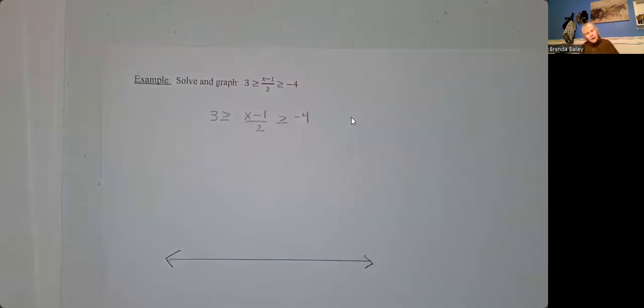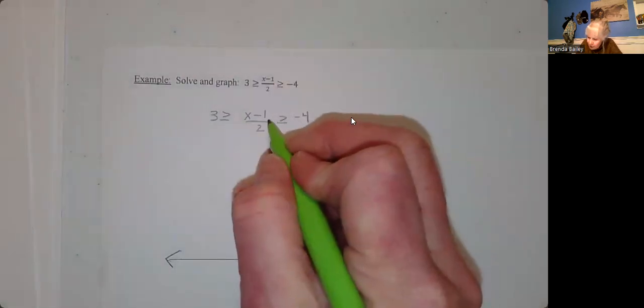All right, we're going to get rid of the 2 first. Again, we want the x by itself. And the reason we're getting rid of the 2 is because that fraction bar is over both the x and the -1. Normally, we get rid of what's being added or subtracted first. But in this case, we're going to get rid of the 2. And now it's a divide by 2. So we're going to multiply this by 2.